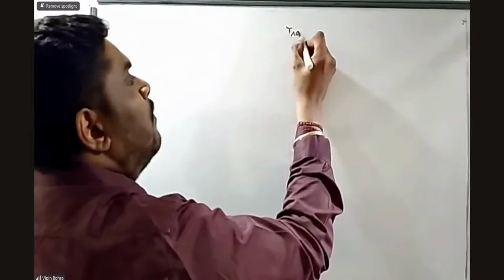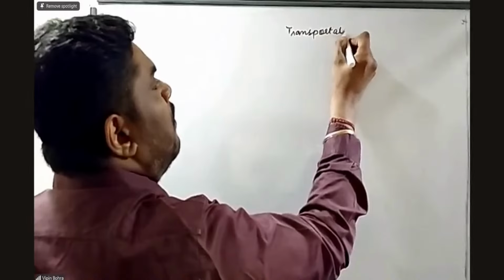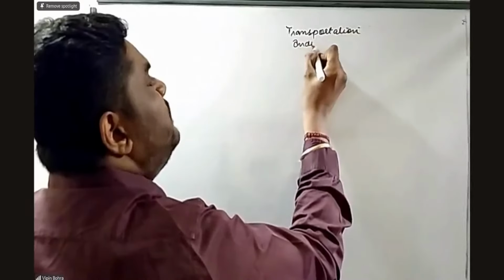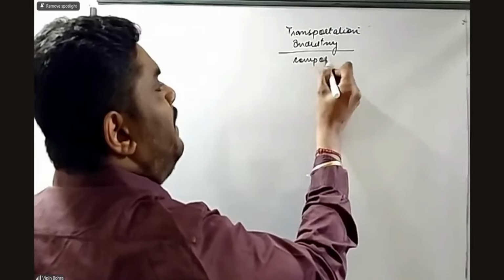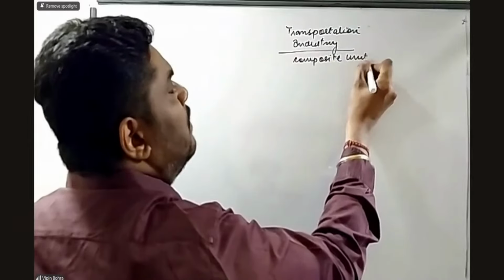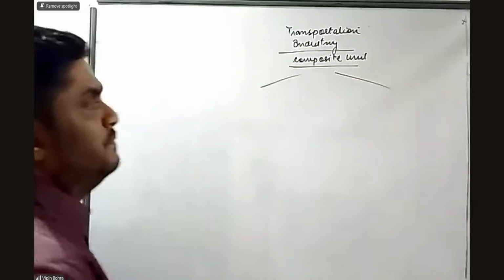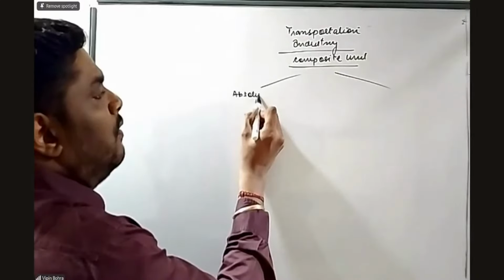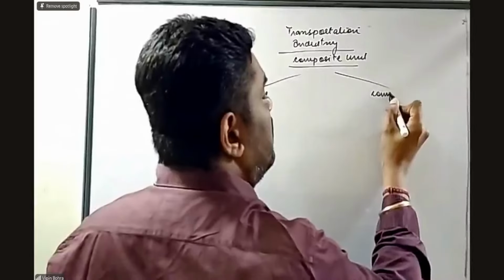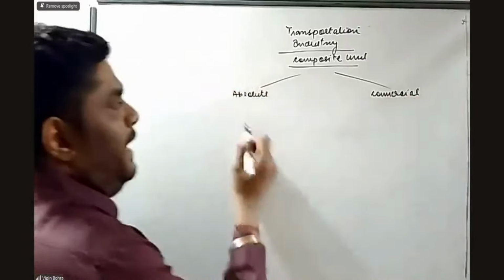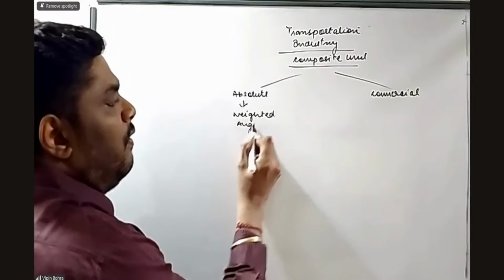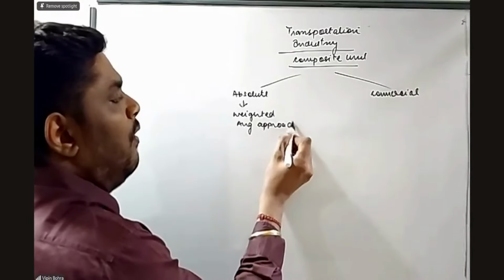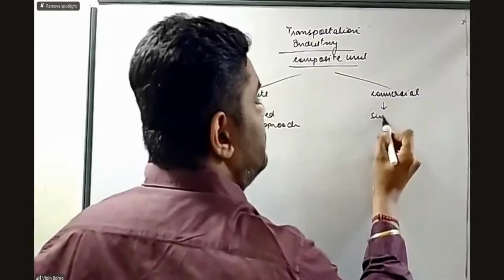Further, very important, especially in the transportation industry, the composite unit can be calculated in two ways. That is absolute and commercial. Absolute uses the weighted average approach, and commercial uses the simple average approach.